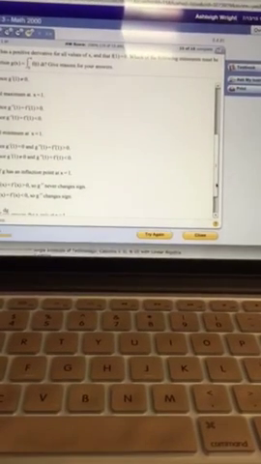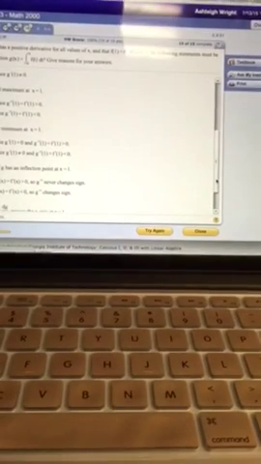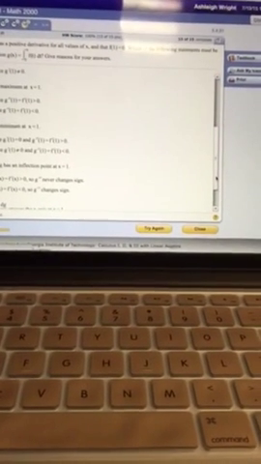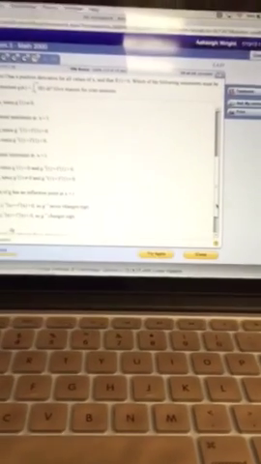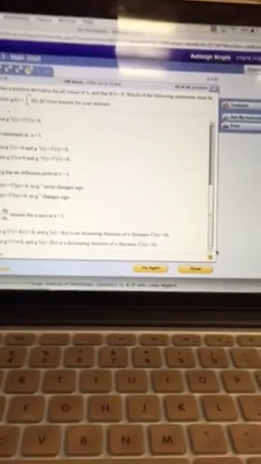The graph of g has an inflection point at x equals 1, which is false because it's a positive value, and it does not change sign.